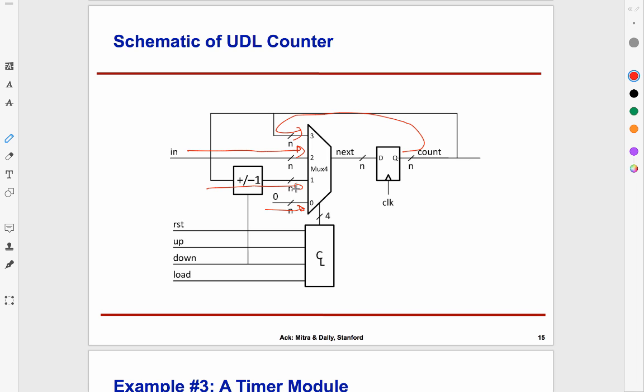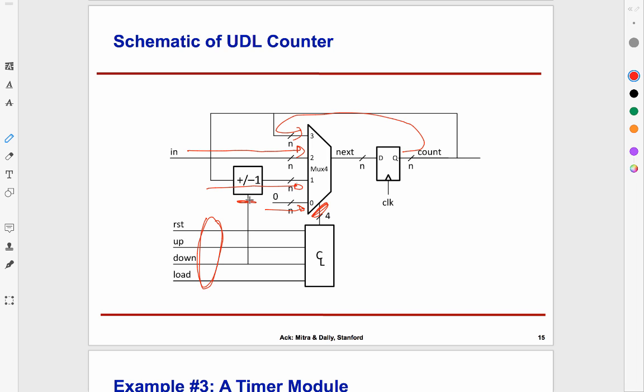And then which option I select has to be decided by the control signal. And those control signals are going to depend upon these 4 signals. So I'll need some sort of a combinational logic to let me decide which path to select. And likewise, whether I'm doing a plus or a minus also has to depend upon what is happening.